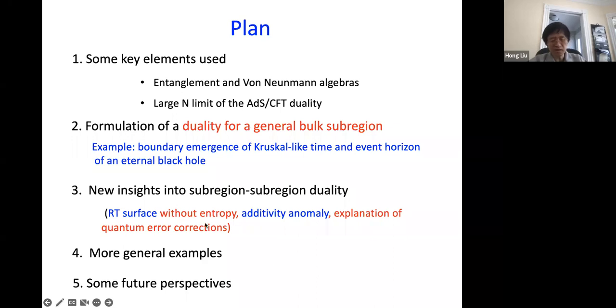And the rest, I think, is more related to, say, if you are interested in holography, and then that would be more relevant. Anyway, please feel free to ask any questions you have. Do you have any questions so far? Okay, good.